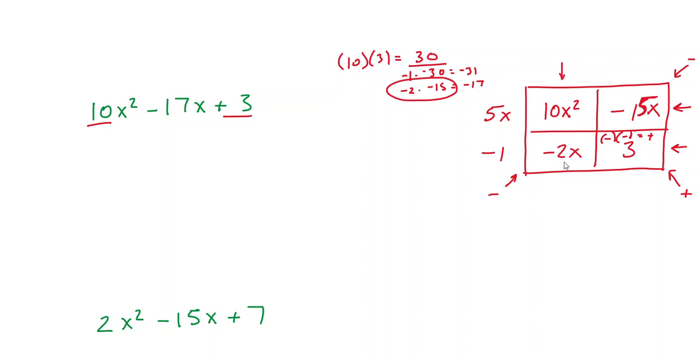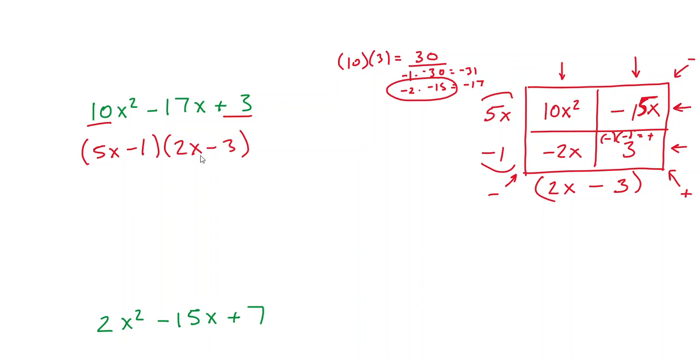Okay, 10x squared minus 2x, so that's going to be a 2 for sure, and then an x. Now, since the first term is positive, we're going to just keep this positive. But the second column, negative 15x and 3, obviously they have a 3 in common, and then we're going to say there's a negative in common because that 3 is made up of 2 negatives multiplied together. Okay. So there are my factors. My factors are 5x minus 1 and 2x minus 3.